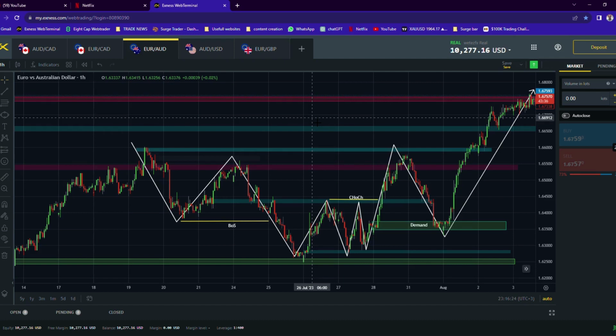So change of character, which is normally known as CHoCH in the trading language, you might pronounce it however you want, but for myself, I pronounce it as choco. So what is a CHoCH, change of character?